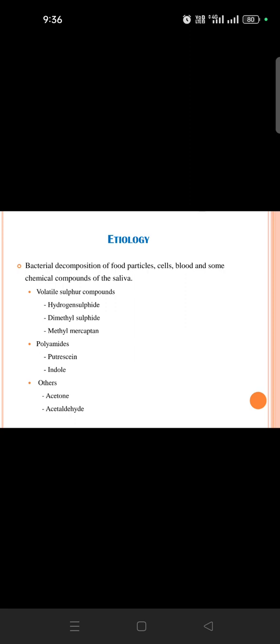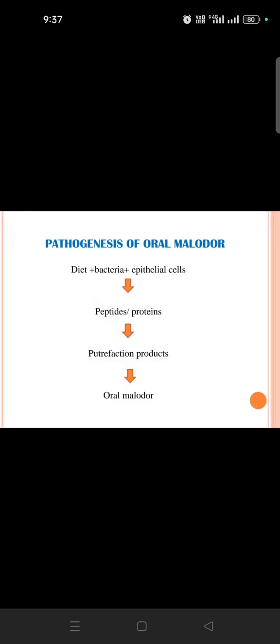Now, understanding the etiology of halitosis, there should be bacterial decomposition of food particles, cells, blood, and some chemical compounds of the saliva. There should also be the presence of volatile sulfur compounds: hydrogen sulfide, dimethyl sulfide, and methyl mercaptan. These are the volatile sulfur compounds due to which halitosis is present. The next compounds are the polyamines, putrescine and indole, and the other compounds are acetone and acetaldehydes.